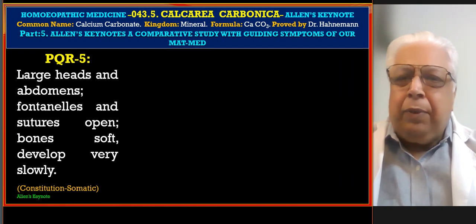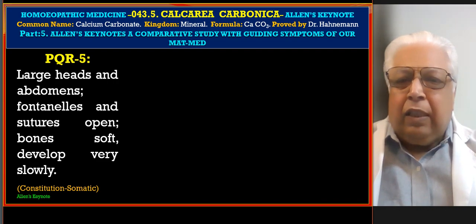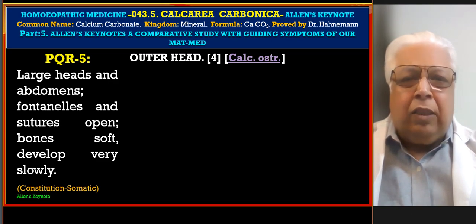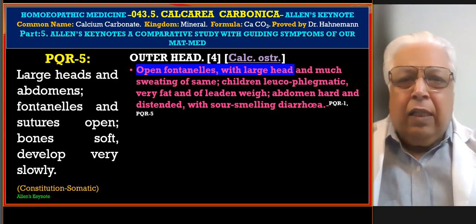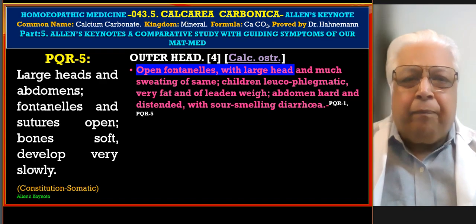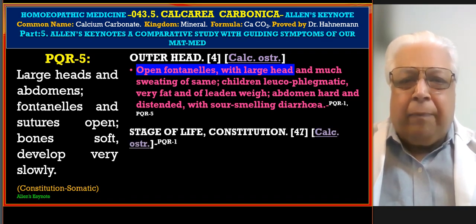We go to PQR5: large heads and abdomens, fontanelles and sutures open, bones soft, develop very slowly. And this is a constitutional symptom, somatic aspect. Outer head, chapter 4, we get the reference, grade 1 representation: open fontanelles with large head and much sweating of the same. Children leukophlegmatic, very fat and of leaden weight, abdomen hard and distended with sour smelling diarrhea.